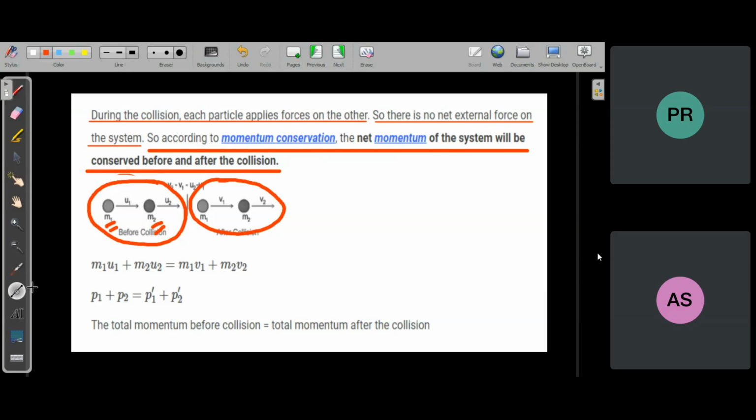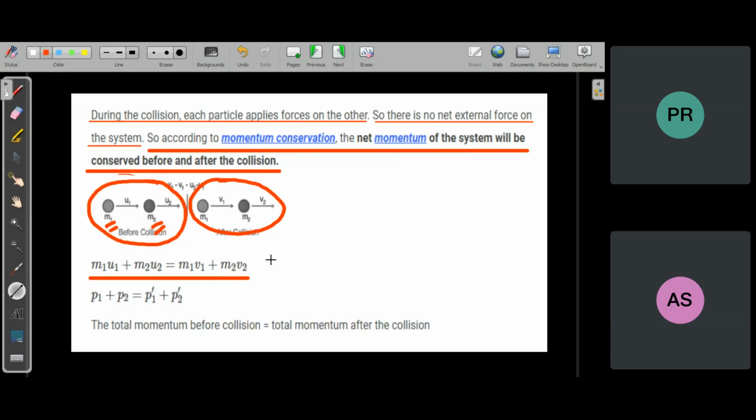Sir, before collision means just before collision or at any point before collision? Here we need to consider just before collision and just after collision. If suppose before collision and after collision also there is no external force, then you can take any time before collision and any time after collision.